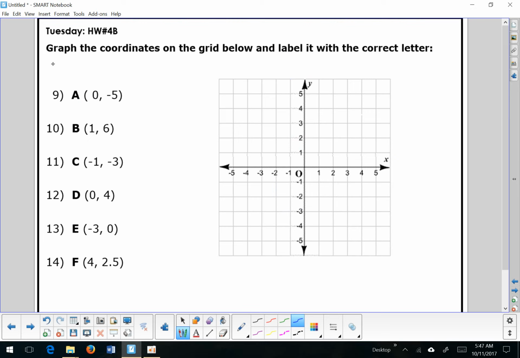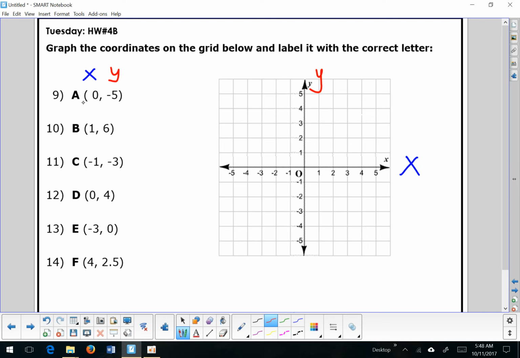Second box, graph the coordinates on the grid below and label it with the correct letter. Remember, the x-coordinate is left to right, and that's your first movement. The y-coordinates are up and down, and that's your second movement. So here, each of my values has an x-coordinate listed first and a y-coordinate listed second.